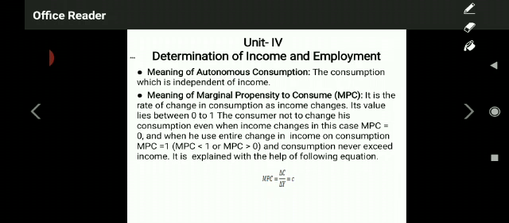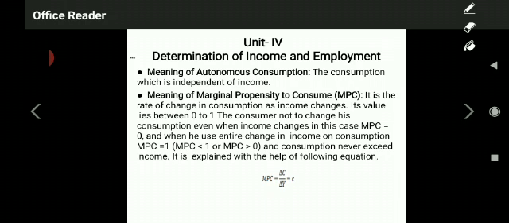Here there is no question of the income of an individual. Irrespective of the income of an individual, if any type of consumption is there, that is called autonomous consumption. In that, you have to understand the meaning of marginal propensity to consume, that is called MPC.